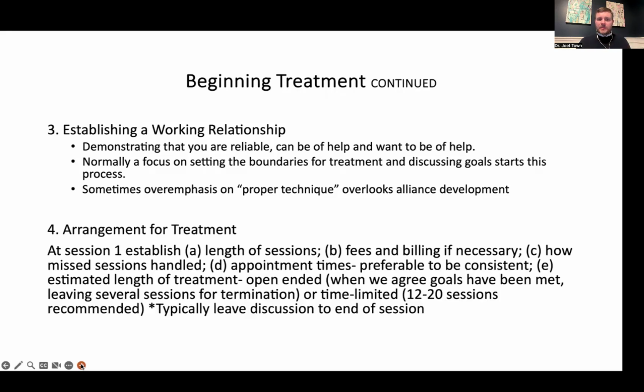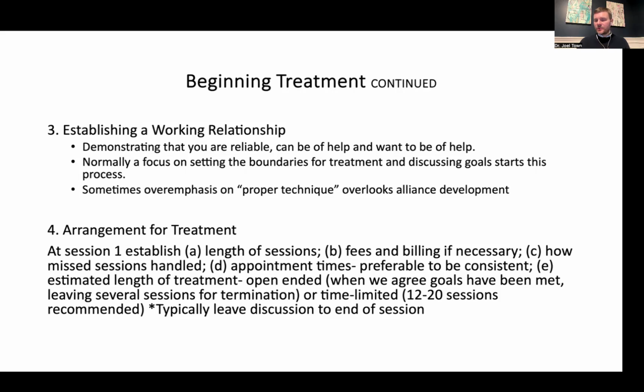So what are some of the explicits around arrangements for treatment? Well, these are often things that you typically address at the end of your first session. That's typically what I'd recommend somebody would do. And these can involve the typical length of sessions, if the person's paying out of pocket, if it's being covered through insurance, or if it's through the public healthcare. You'll need to just discuss these pieces.